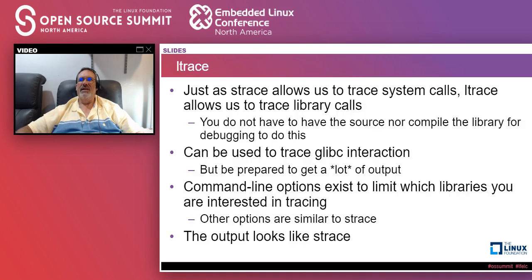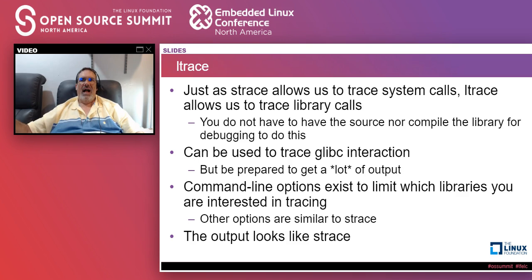Now, ltrace does exactly what strace does, except it does it for libraries. And in the case of ltrace, we can trace specific libraries. So let's assume that I have a third-party library that was provided to me, and I don't have the source code to it. But I want to look at the interaction between my application and that third-party library. Well, I can hook ltrace up to it and watch every single function call going between my application and the library. The output looks just like strace, except that now it's at the library level rather than the system level.